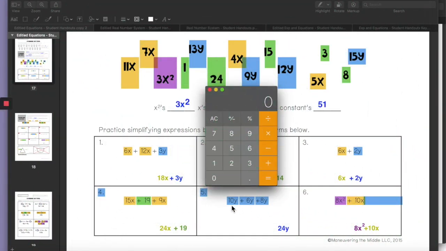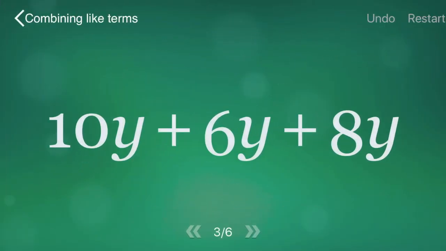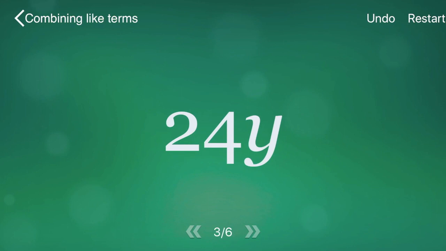For number 5, they are all the same. Each one of these are y's. So how many y's are there? I have 10 plus 6 plus 8, and I now have 24 y's. So you can rewrite it as 24y. Take a look at number 5. We have 10y plus 6y plus 8y. So we have the same variable attached to some different coefficients, but because the variables are the same, I can combine each one. And I'm going to end up getting 24y when they are all combined.